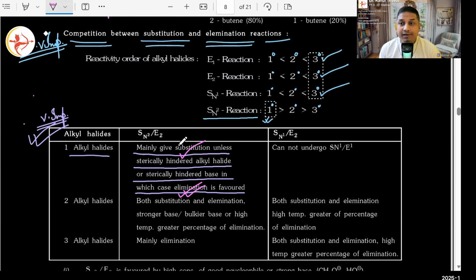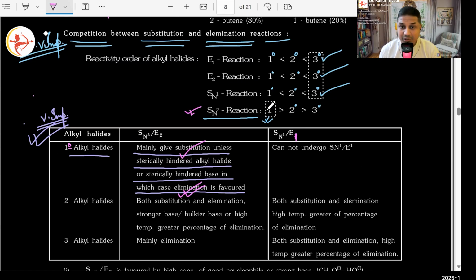Yes, correct. But if we have to choose between SN1 and E2, it cannot undergo SN1 or E1. Is this clear? Sorry, do the correction, it should be E1. It cannot undergo SN1 or E1. We are talking about 1 degree alkyl halides. Yes, for 1 degree alkyl halides, the chances of SN2 happening is highest.